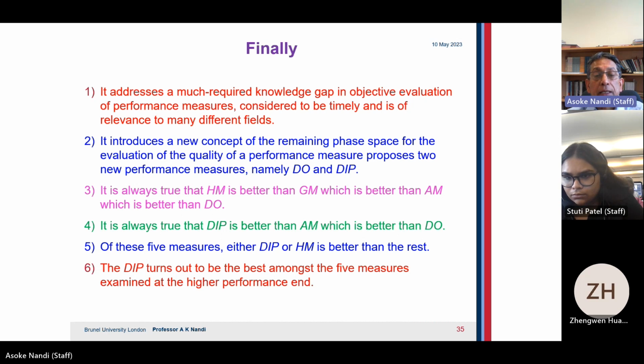And this is it. It's always true that HM is better than GM, which is better than AM, which is better than DO. And it's always true that DIP is better than AM, which is better than DO. But there's an interplay between DIP and HM. Of these five measures, either DIP or HM is better than the rest, always. And DIP turns out to be the best among the five measures examined at the high performance end. So if you're working at the high performance end, then it's DIP that you should be trusting. Okay, so I stop here.